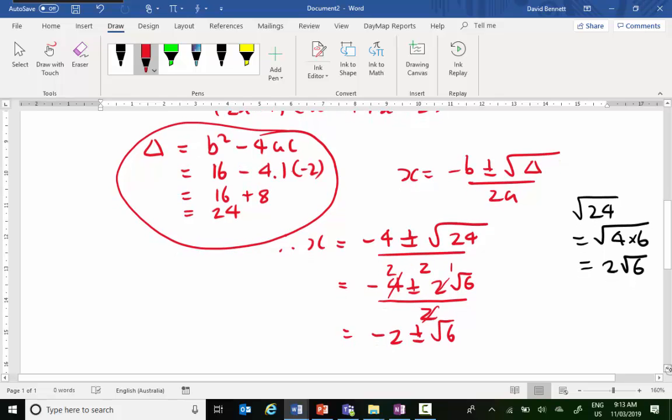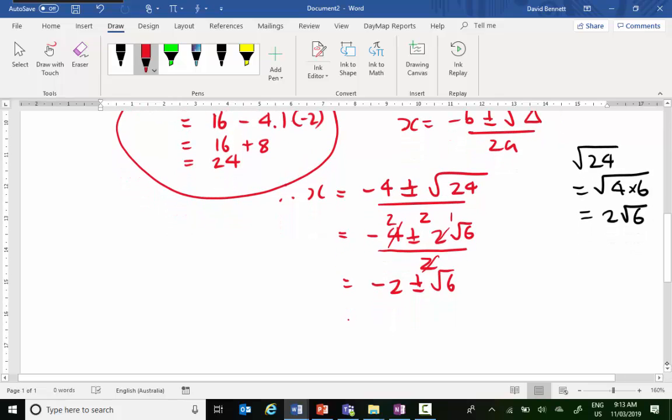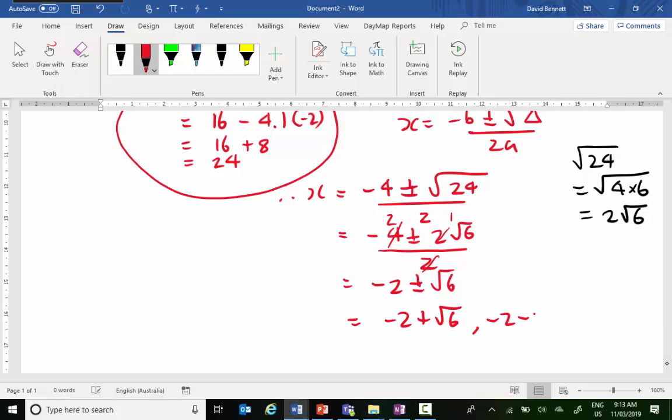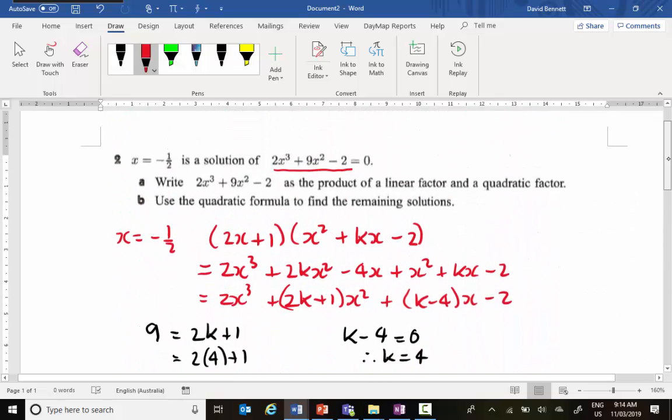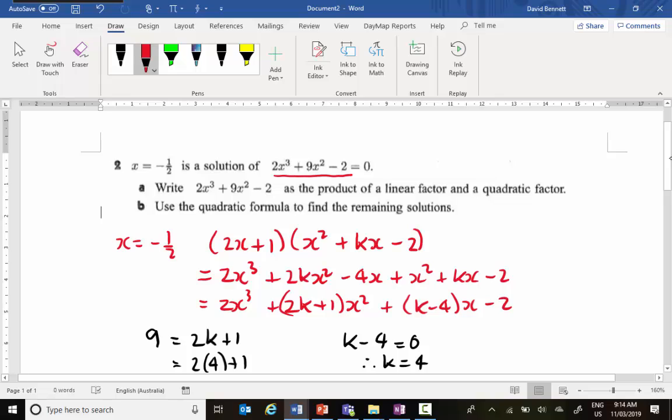Now, while you're not familiar with this, I'm going to write that as equal to minus 2 plus root 6, or minus 2 take root 6. Those are my two solutions. So if we want to have all the factors, we've also got this factor, which is minus a half as well. All right, so I've now fully factorised using the quadratic formula, and I found the factors of that particular question, question 2. All right, so I hope this helps.